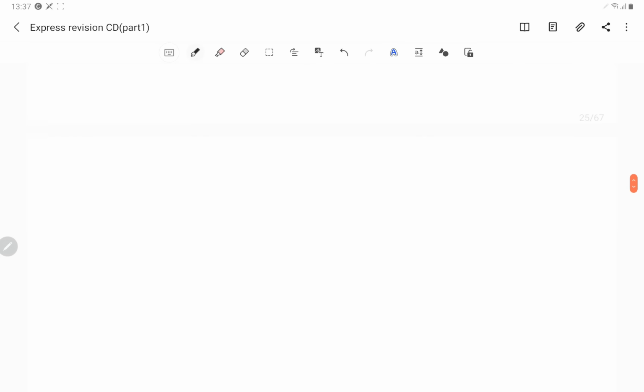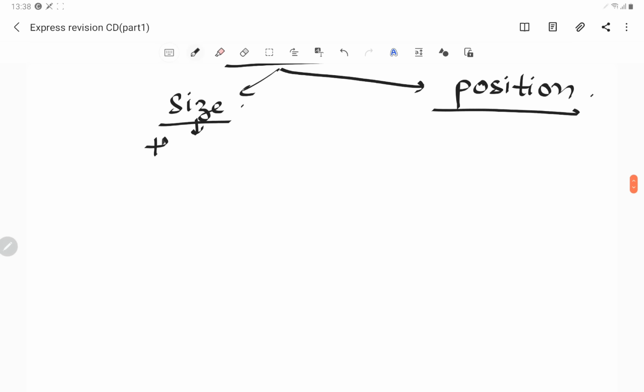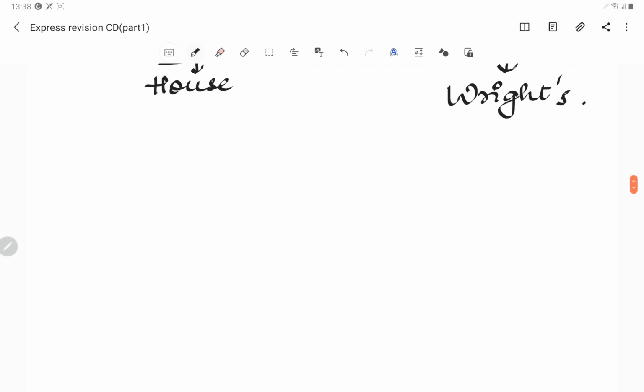Now talking about the tongue. We'll be covering two classifications in the tongue. One is going to be the tongue size. Another one is the position of the tongue. The tongue size will be covering the House classification. The position will be covering the Wright's classification. Right. So, starting with the tongue size classification, the House classification on the tongue size.